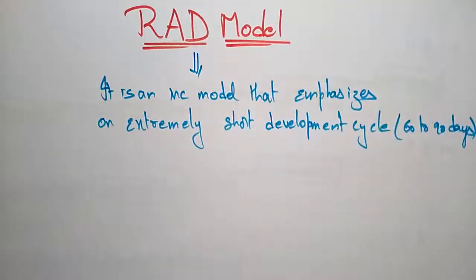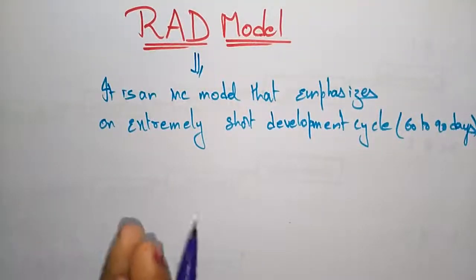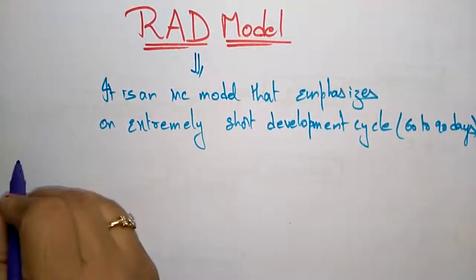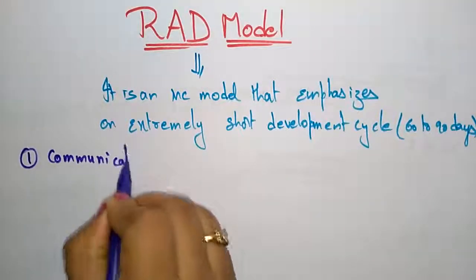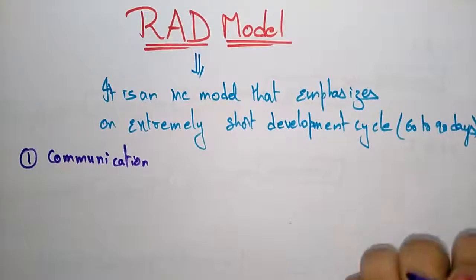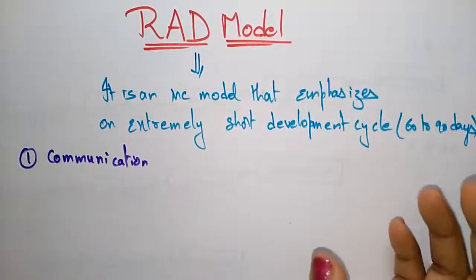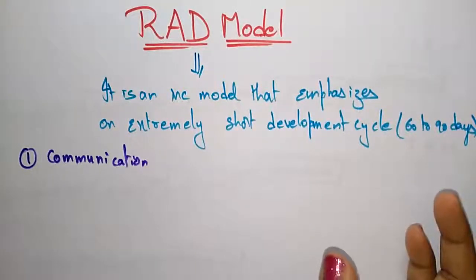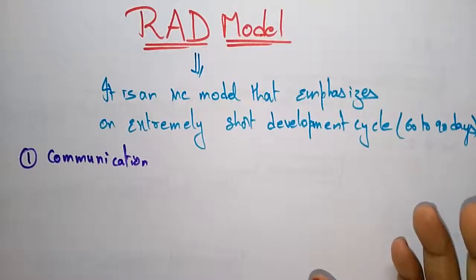Before discussing what a RAD model is, let us see what phases are present in the RAD model. Just like everything, communication is first. In the communication phase, the customer and the developers interact with each other, so that the customer can give the specifications, meaning the requirements, to the developer, so the developer can develop the project. That is done in the communication stage.